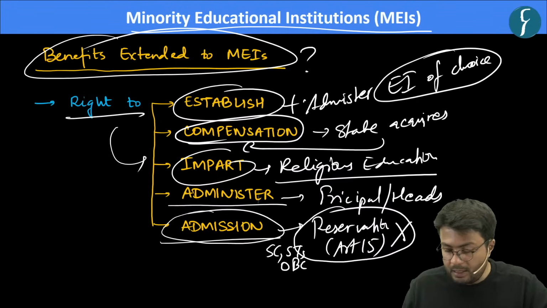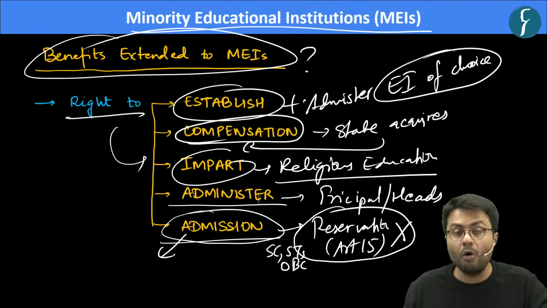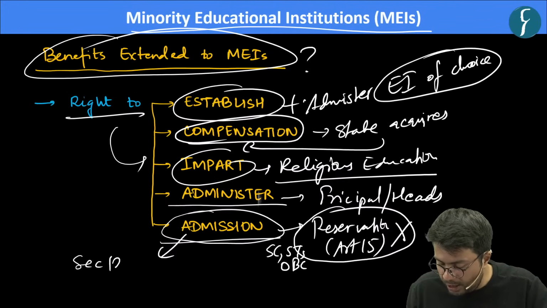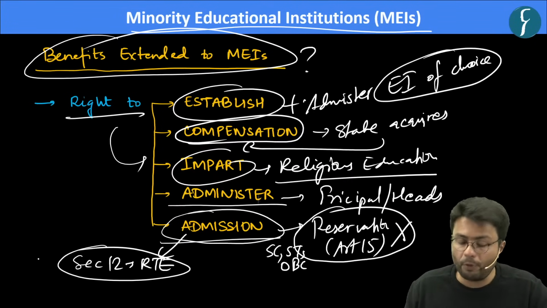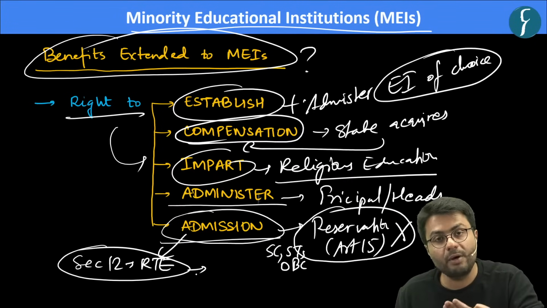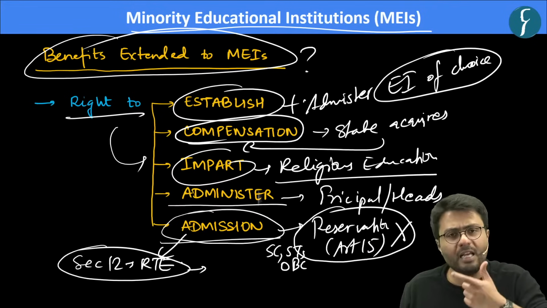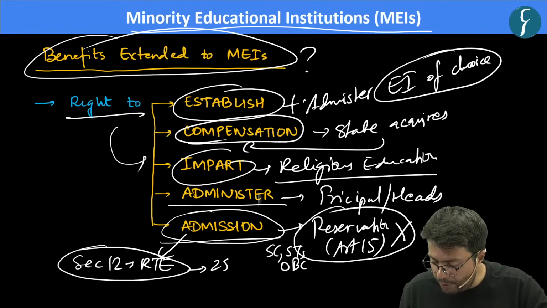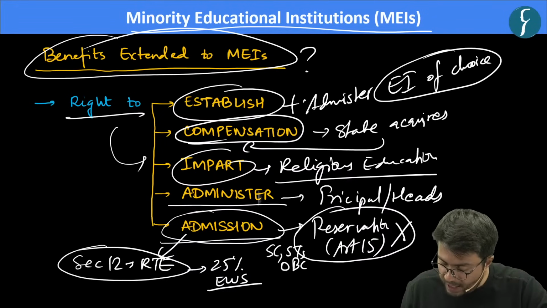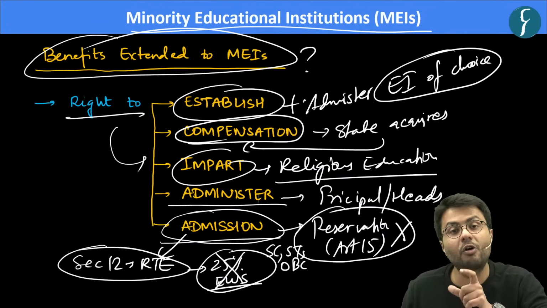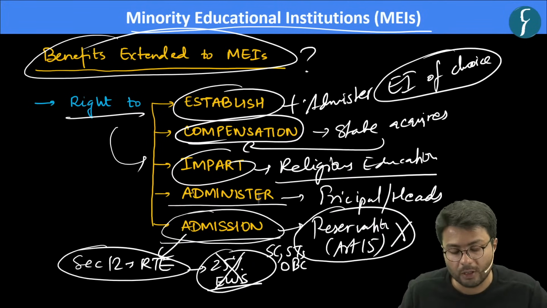Further, these educational institutions are also not subjected to Section 12 of the Right to Education Act, because this section of the RTE Act provided that any educational institution should have 25% reservation for economically weaker section students. However, these minority educational institutions are not required to provide this reservation for economically weaker section students.